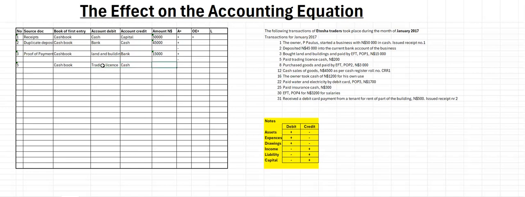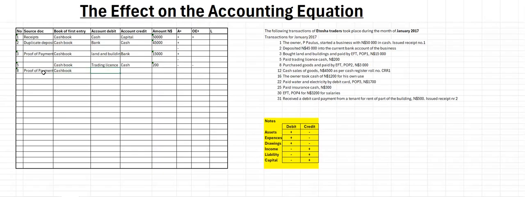How much would that be? $200, which means our assets decreased and our owner's equity decreased. Okay, then on the 8th, we have a purchase of goods and paid EFT, so we have proof of payment as source document. Our first book of entry would be cash book.